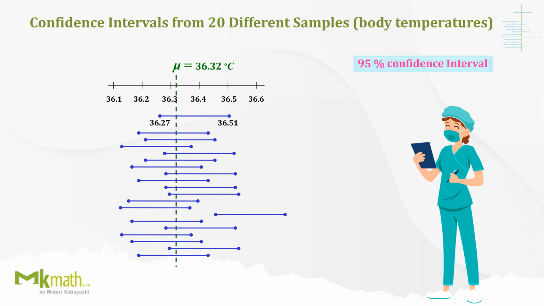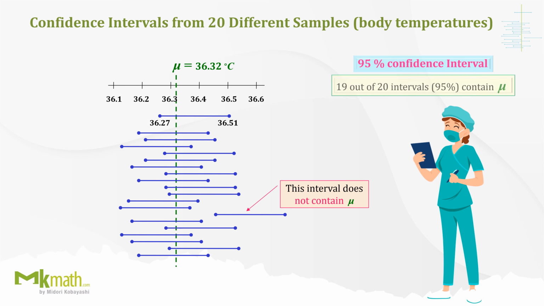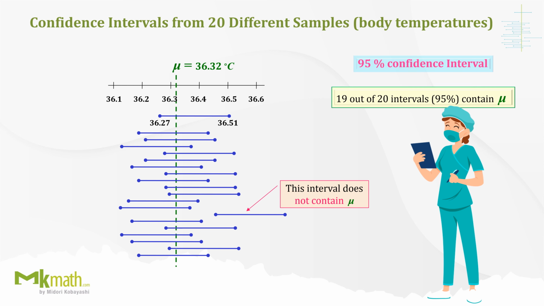As you can see, one of the intervals does not include the population mean, but the other 19 intervals out of 20 contain the population mean. This is the true meaning of a 95% confidence interval. Each interval does not show a probability of 95%. Each interval has either 100% probability if it contains mu, like the first interval, or 0% if it does not.